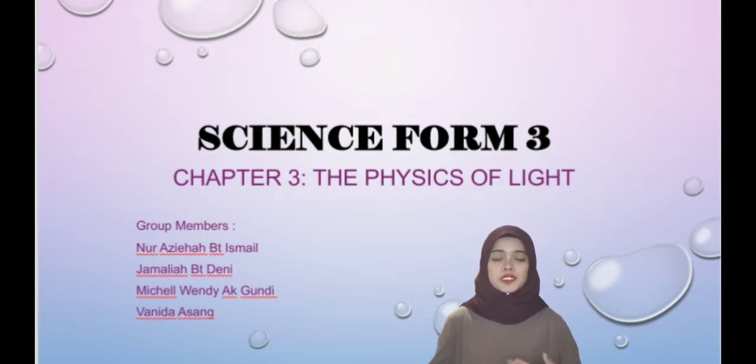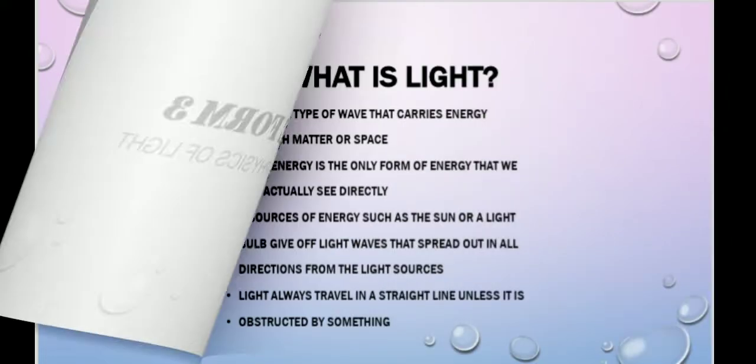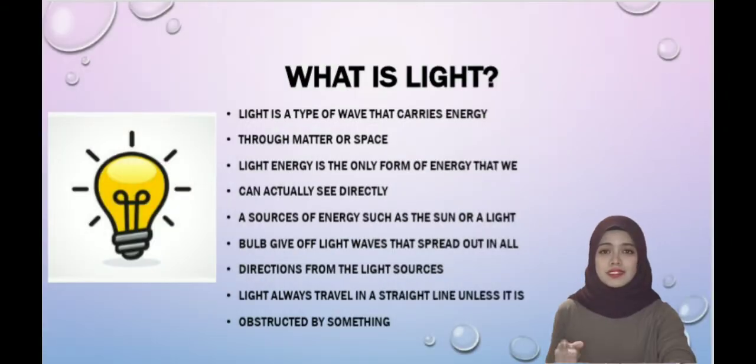Today we will study the science subject of chapter 3, which is the basics of light. What is light? Light is a type of wave that carries energy through matter or space. Light energy is the only form of energy that we can actually see directly. A source of energy such as the sun or a light bulb gives off light waves that spread out in all directions from the light source. Light always travels in a straight line.